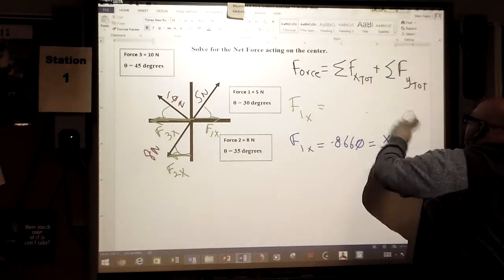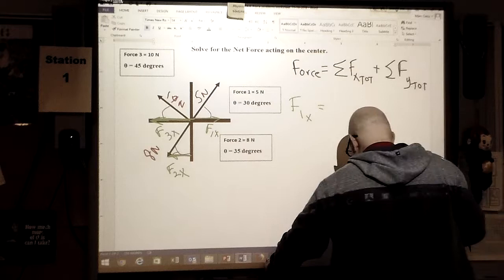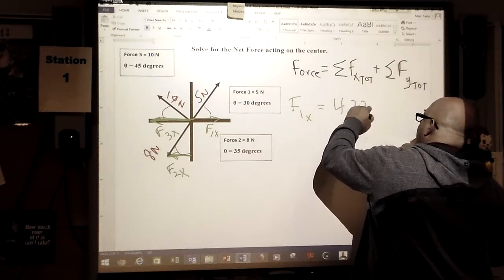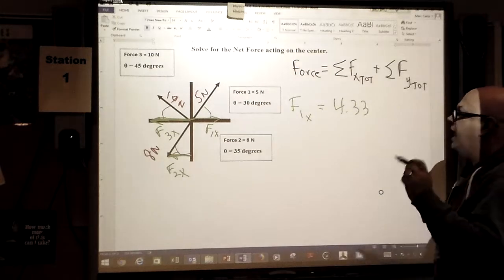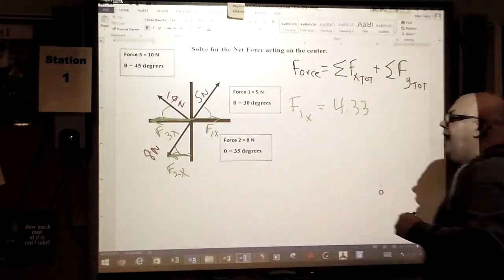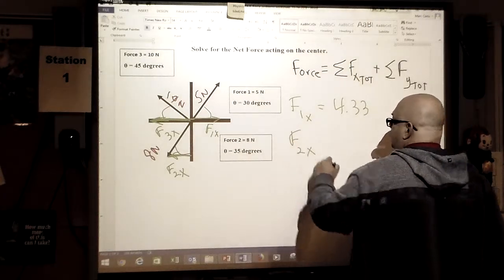So I'm going to erase this, and I'm going to put in the value for F1x. That value is 4.33. It is in newtons, and yes, it is a positive number because it's going along the positive line of the axis. Now, let's take a look at F2 in the x direction.